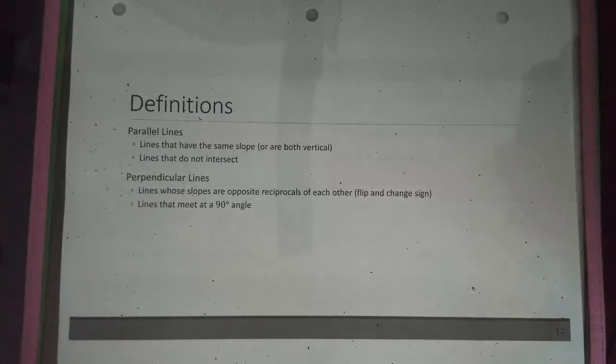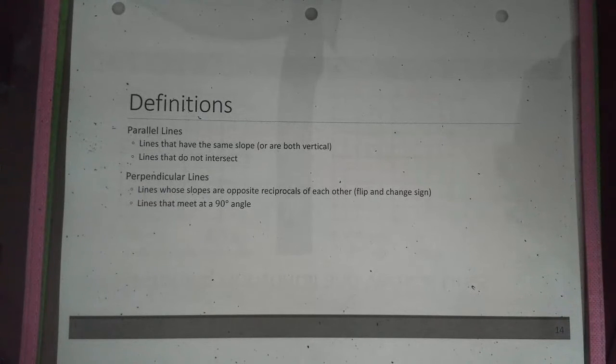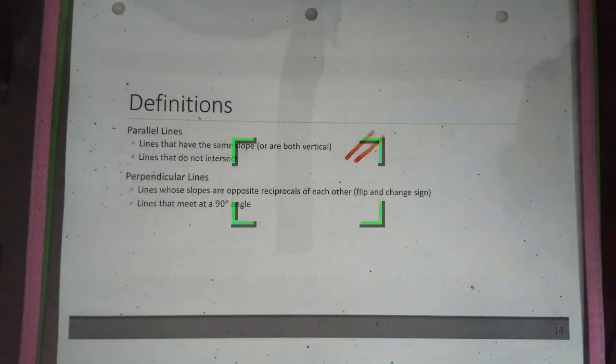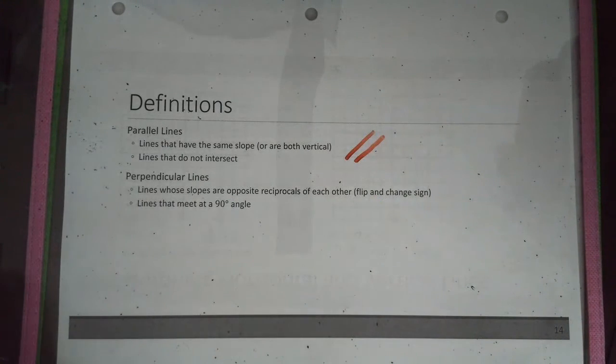We're going to continue talking about special lines. For now, we're going to look at parallel and perpendicular lines. Parallel lines, hopefully when you think of parallel lines, you think of railroad tracks kind of deal. They are lines that have the same slope, or in the case of vertical lines, all vertical lines are parallel to each other. We also think of parallel lines as lines that do not intersect, because no matter how long you extend them for, they will never cross.